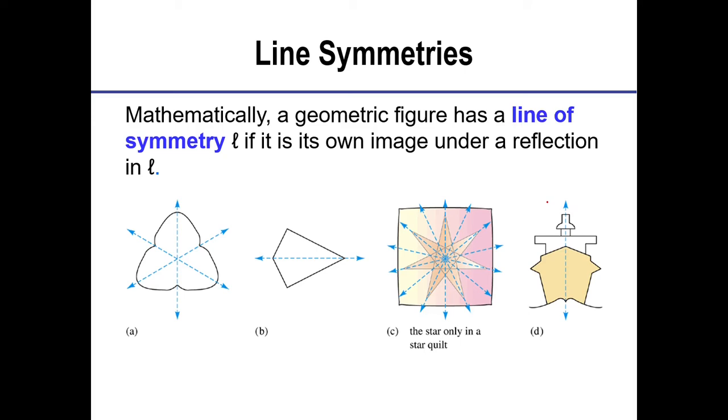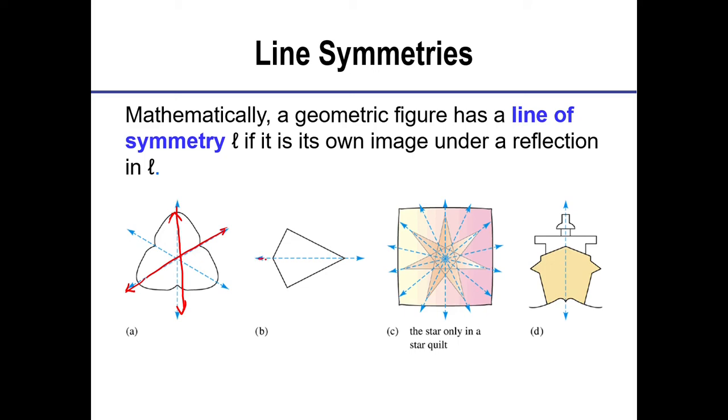Line symmetries. Mathematically, a geometric figure has a line symmetry L if it has its own image under a reflection. In A, we can see that if we reflect this image across this line, it would give us the same image on the other side. There's a mirror reflection on the other side. In A, we have 1, 2, 3 different lines of symmetry, where each line represents a mirror reflection on the other side.